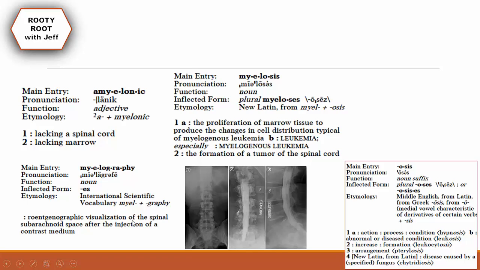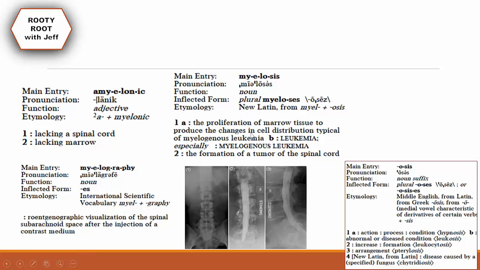Myelography is the visualization of the spinal space after the injection of a contrast medium. And basically, graphy is visualization, so photography, yeah. Myo means like the spinal cord, so it gets its definition for that.